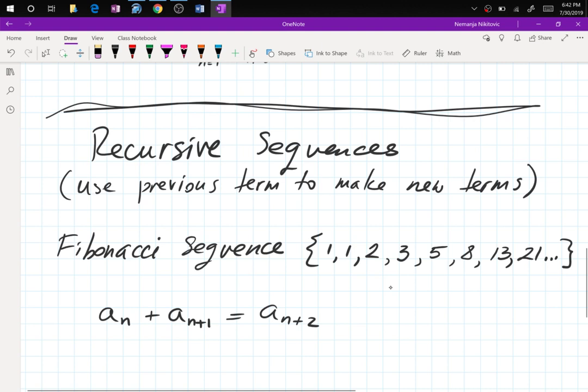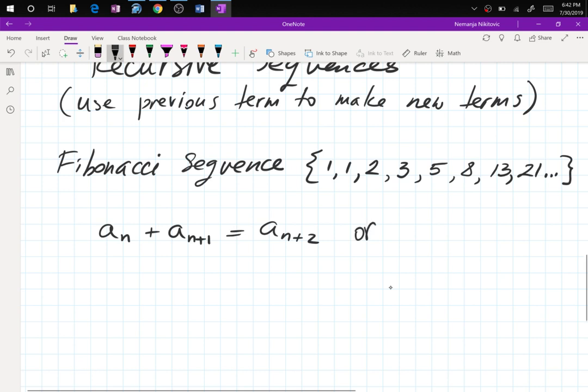Now, you can also say, if I want to get the an term, if this is your target, then you will add previous two terms. These two formulas are the same. They're just shifted. You see, I can say, give me two consecutive numbers, and I'll give you the next number. So that formula in Fibonacci can be understood this way.